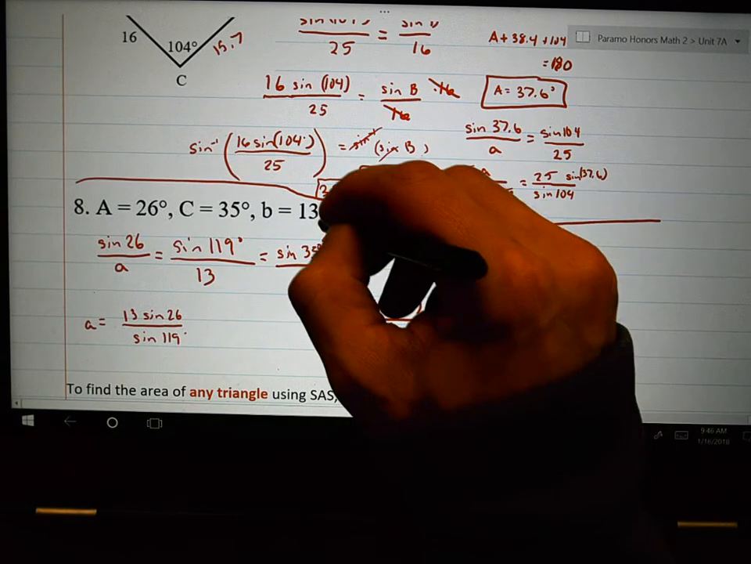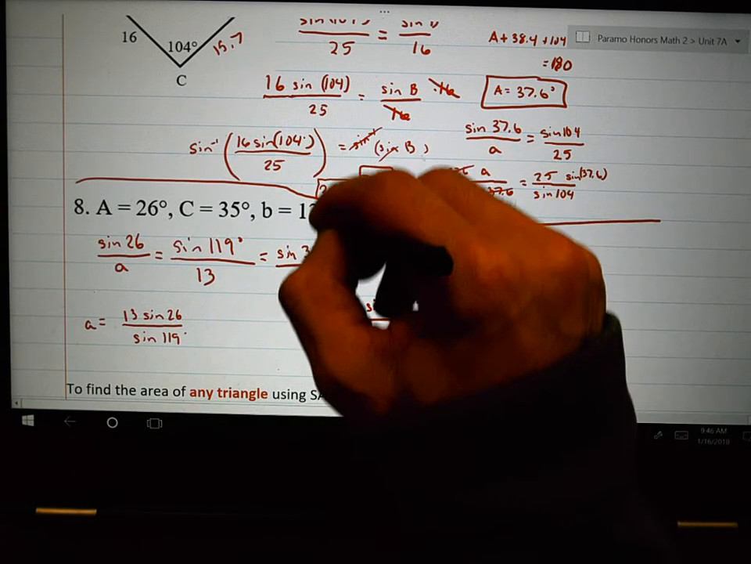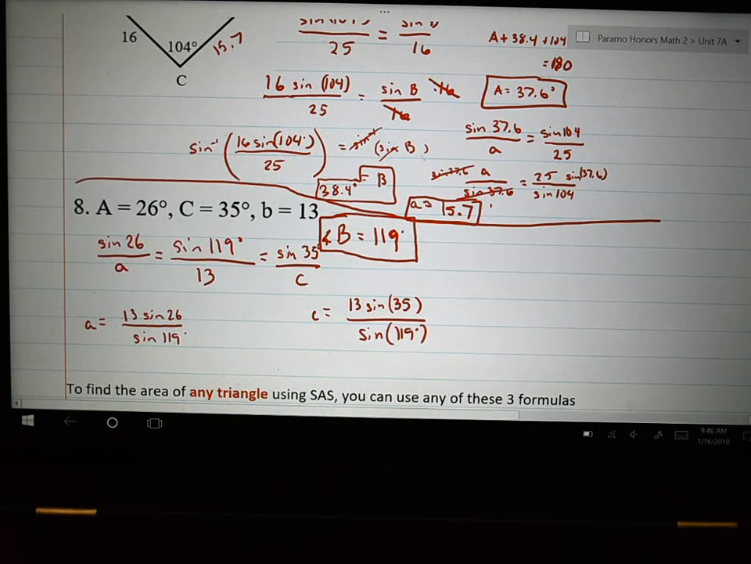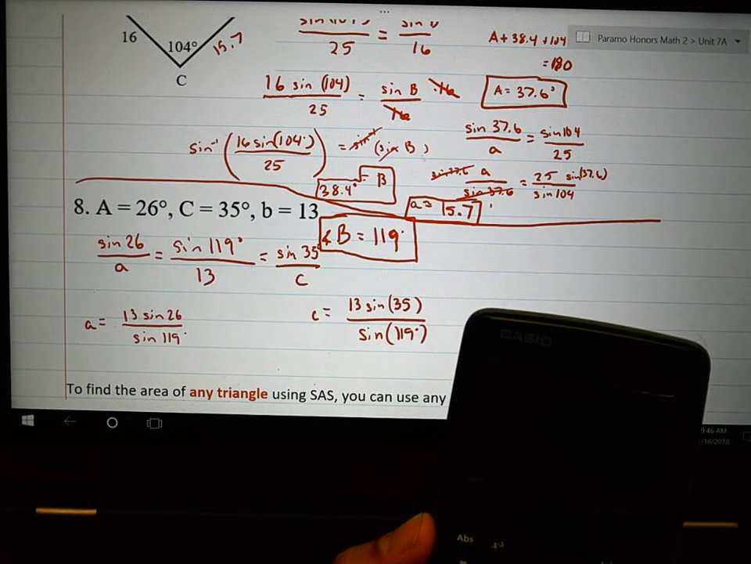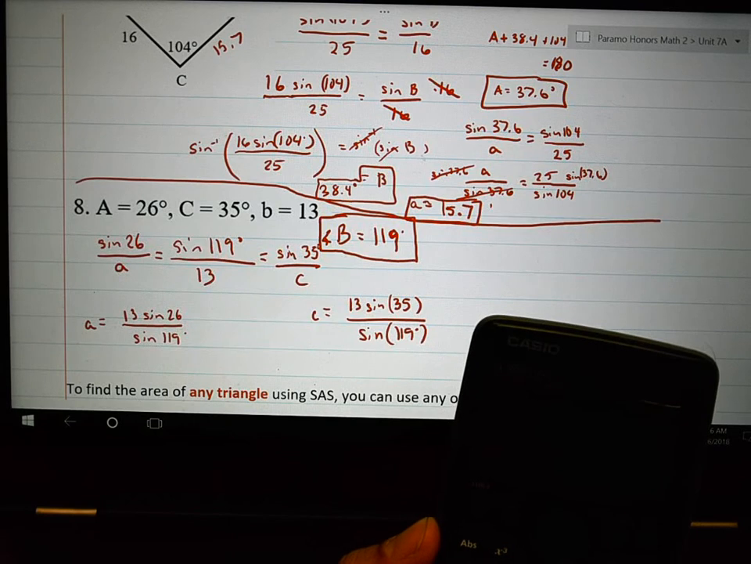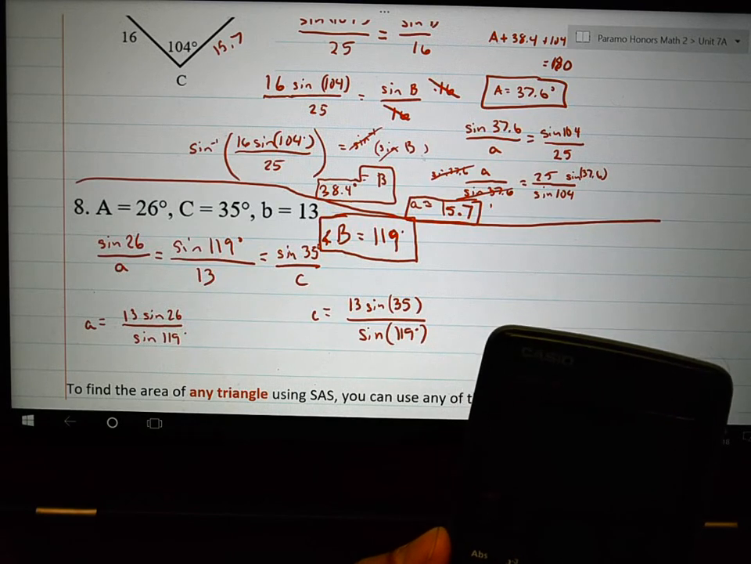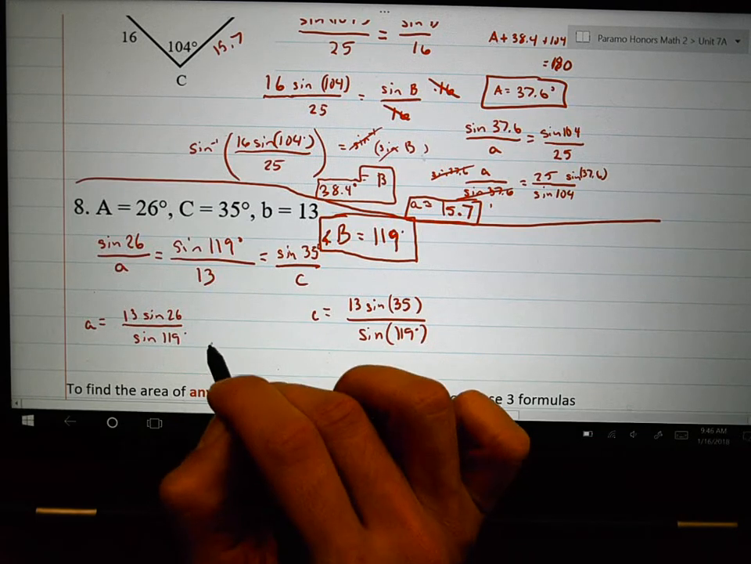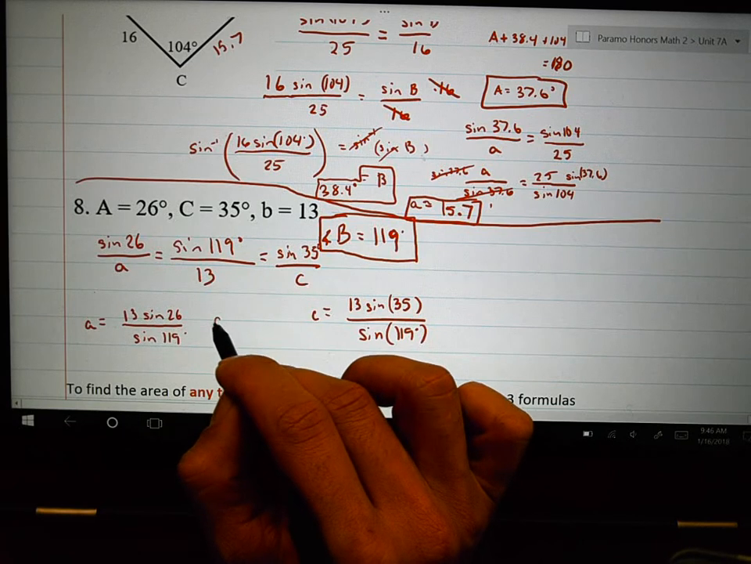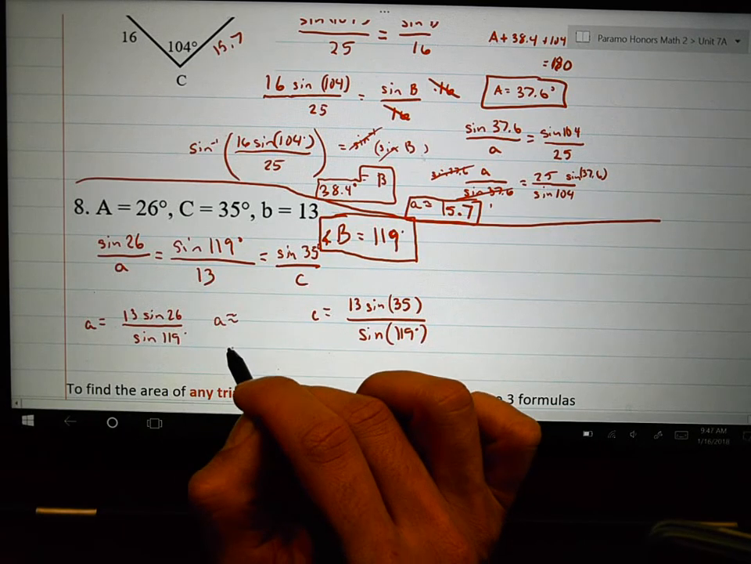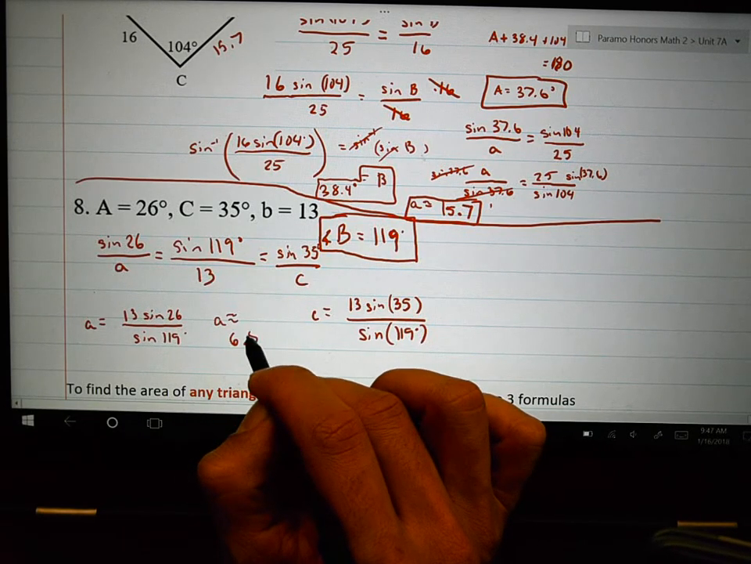So I have one of my answers already, the 119, and I'm going to use my calculator to find these other two values. Little a, 13 sine of 26, end of parenthesis, divided by sine of 119. Has anybody already done it yet? No. Okay, then this is what I'm getting. You can check my answer when you do it for homework, 6.5-ish.